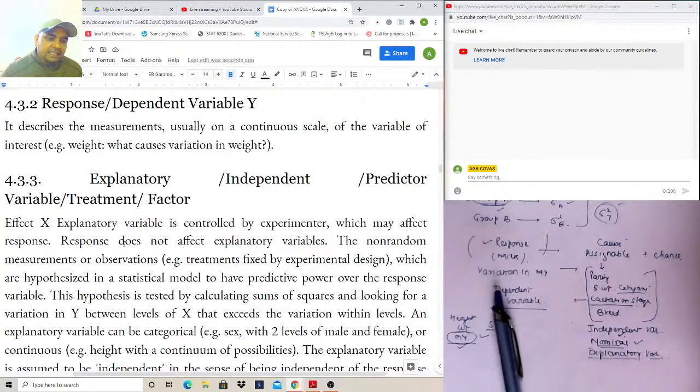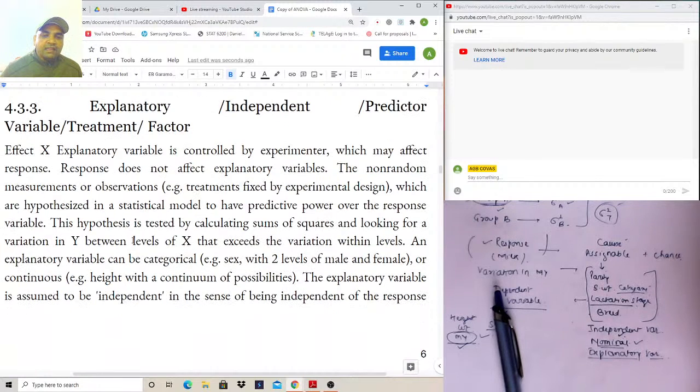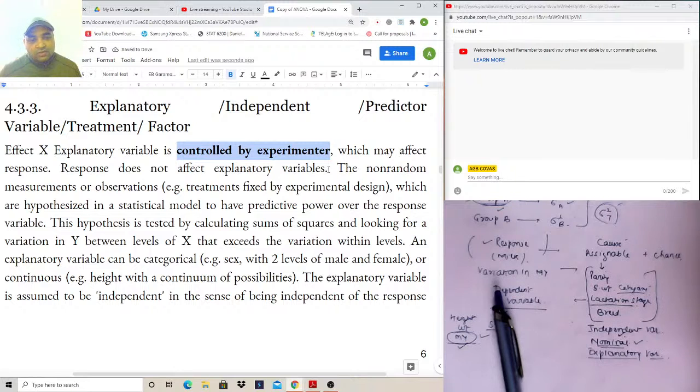So the explanatory variable is controlled by the experimenter, right? Which may affect the response. Response does not affect the explanatory variable. The milk yield does not affect the parity. Parity is fixed. Okay. So response does not affect the explanatory variable. The non-random measurement of observation. Say, for example, treatment fixed by experimental design, which are hypothesized in a statistical model to have predictive power over the response variable.